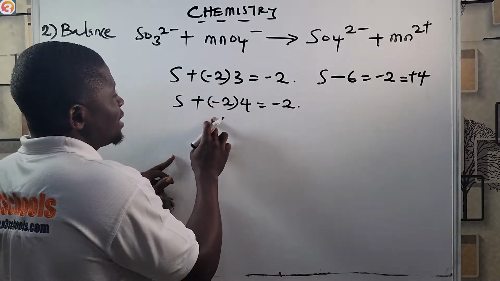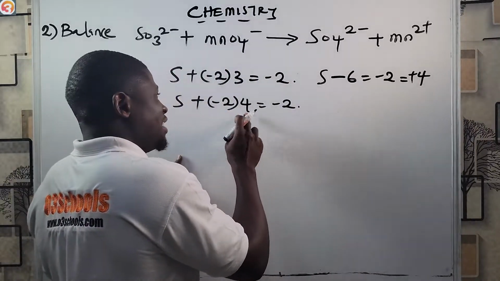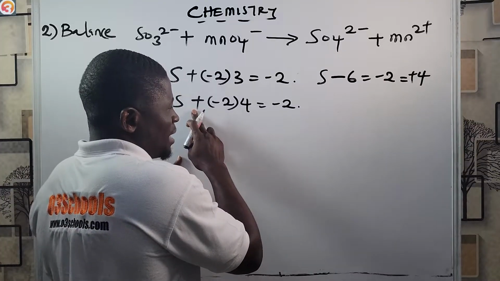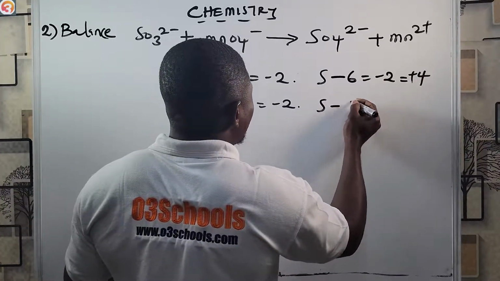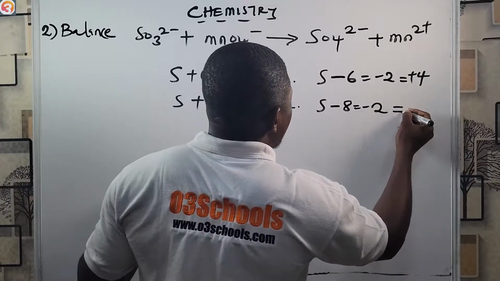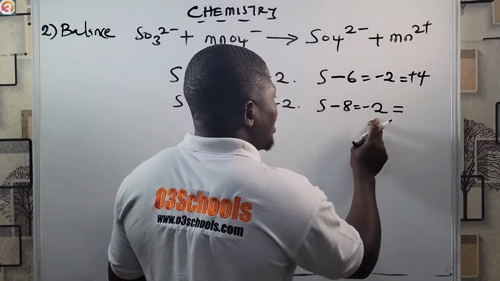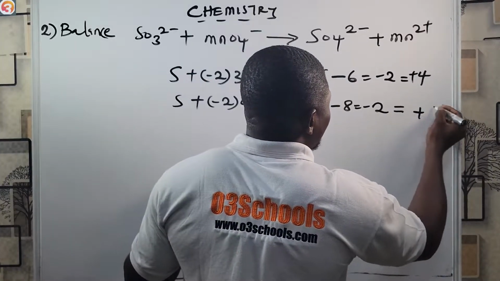Now, for this case, minus 2 times 4 is minus 8. Then minus times plus is minus. Okay, so I'm going to have S minus 8 is equal to minus 2. All right, if minus 8 crosses the sign, it turns to plus 8. If you add itself to minus 2, I'm going to have plus 6.